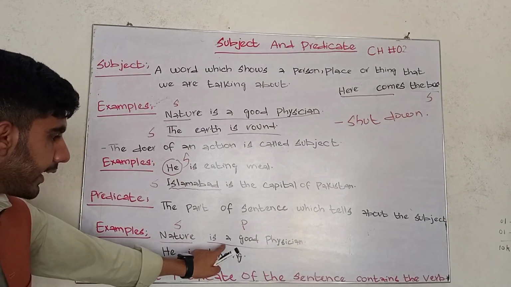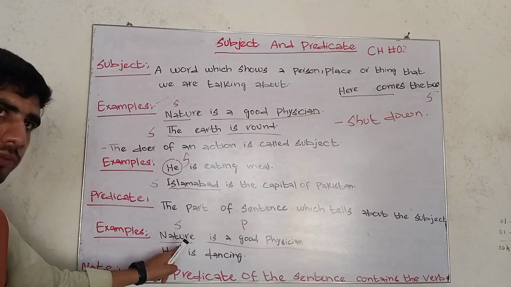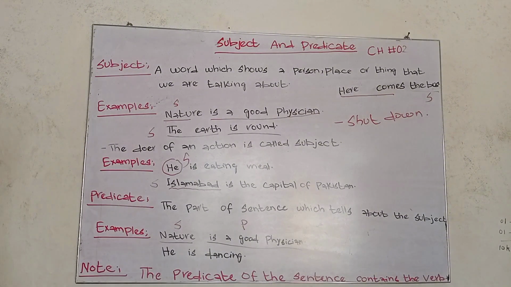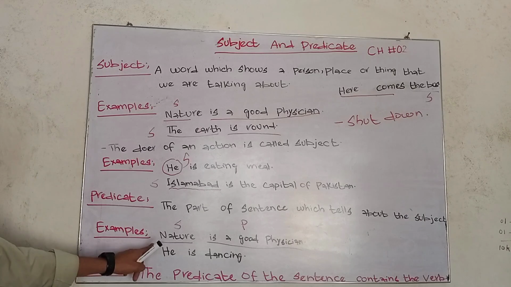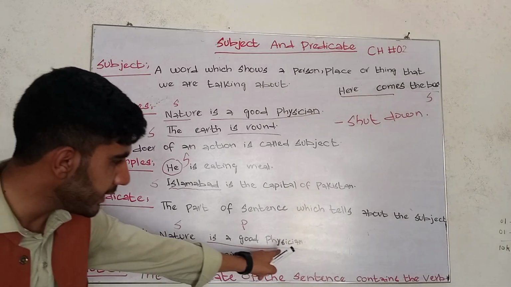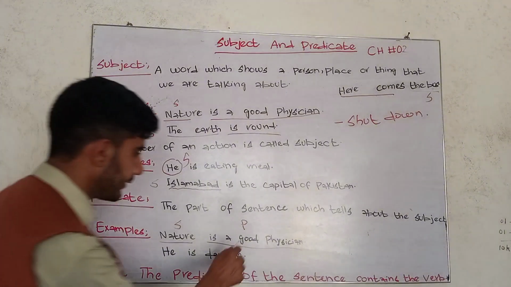For example, "is a good physician." Who is a good physician, or what is a good physician? Nature is a good physician. So the subject is nature, but the remaining sentence is called the predicate of the sentence.